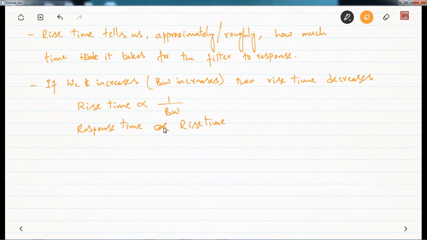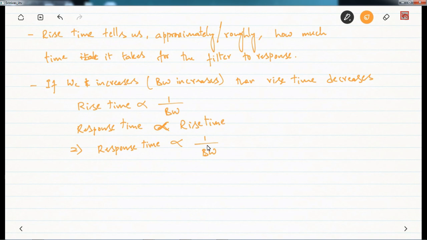So this is proportional to some. That implies response time is proportional to 1 by bandwidth. See, these rise times, and all, you will come to know the importance of this rise time. If you are working with very fast systems, then you cannot have a slow rise or a slow response system. If you are working with, say, high data rate communications or something like that.